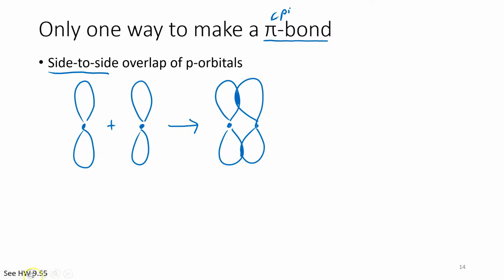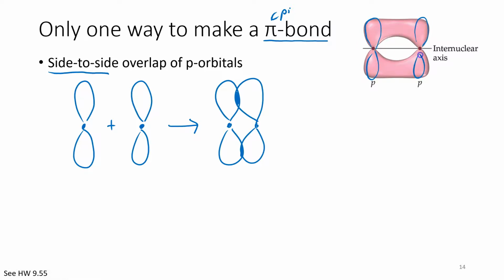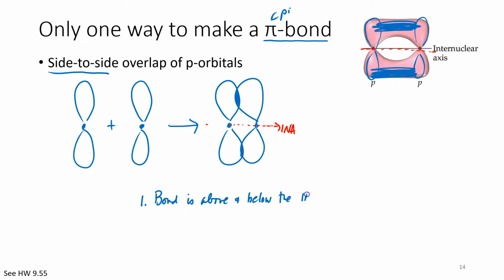Here's a figure from your book. Again, you can sort of see that this is where the p orbitals were, but when they overlap, you get a pi bond. Notice where the pi bond is located. If this is my internuclear axis, and you see it here too, the pi bond is located above and below that internuclear axis. So that's one key feature of a pi bond, that the bond is above and below the internuclear axis, and that makes pi bonds weaker than sigma bonds.